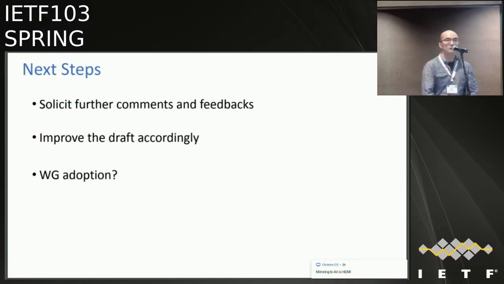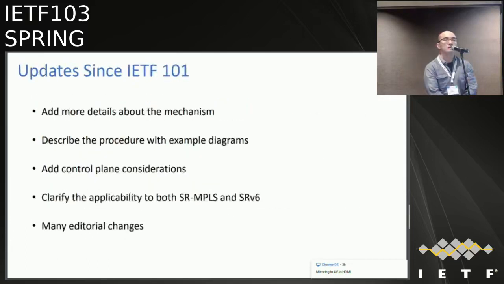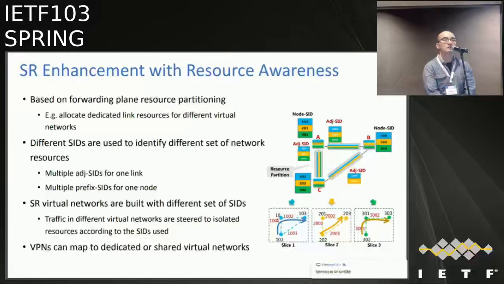Stefan Goski from Orange. Can you go back to your resource partitioning slide? Maybe there's something I'm missing because I haven't read the draft, so sorry for that. How do you partition resources by just allocating new SIDs? You are saying that on the same link you are allocating multiple adjacency SIDs, but this does not provide any resource partitioning. So what's the mechanism behind?